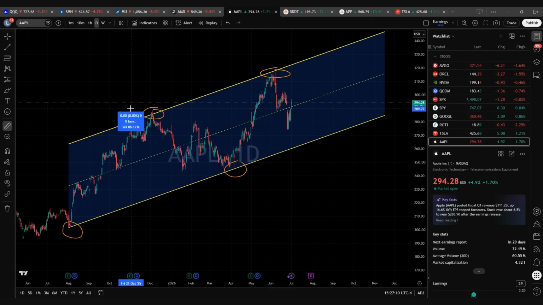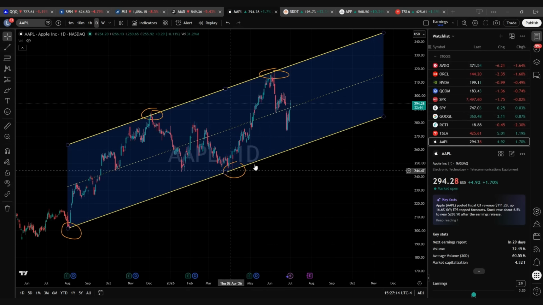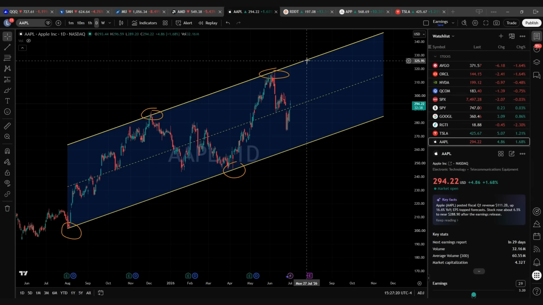There's a 10% drop here. There's another 10% drop here. So it's not just on the break that you can look for a short. In this case, you can look for a short on the top.